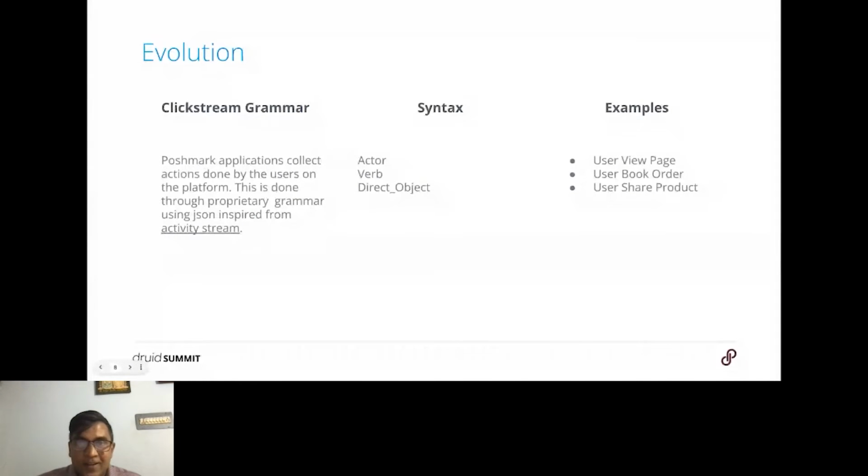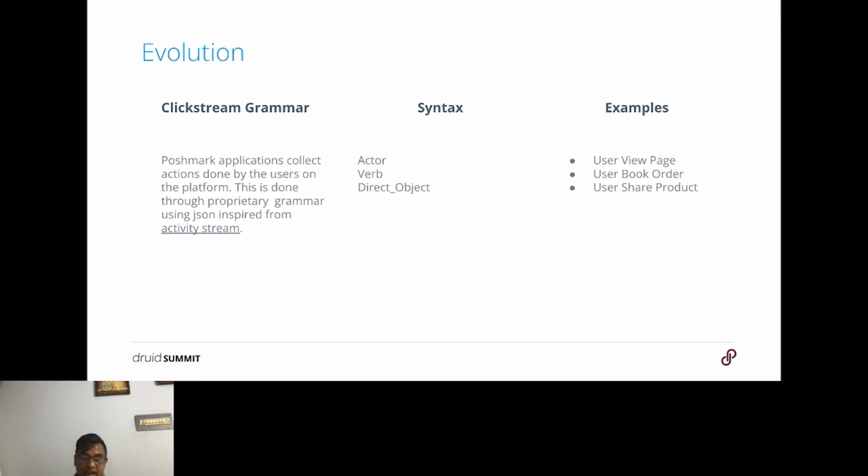Activity Streams is a spec, and I was trying to show the URL here. I couldn't show it, but you can Google it, and it's a 2.0 spec now. It has a very similar concept to what we have. So the basic objects of the event grammar are actor, verb, and direct object. A simple example of an actor is a user or a visitor. Examples of this grammar: user views a page. That means the user navigated to a product details page, or to a profile page, or is looking at an order page, something like that.